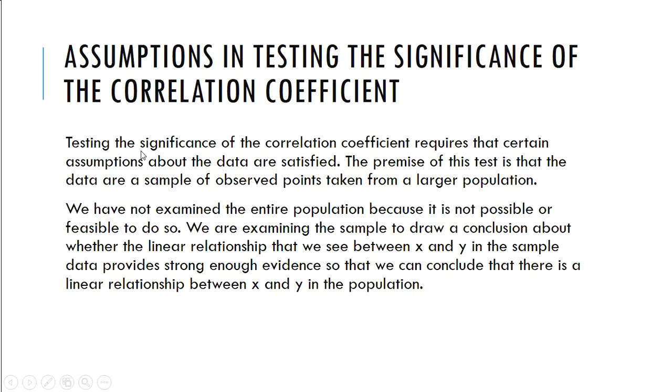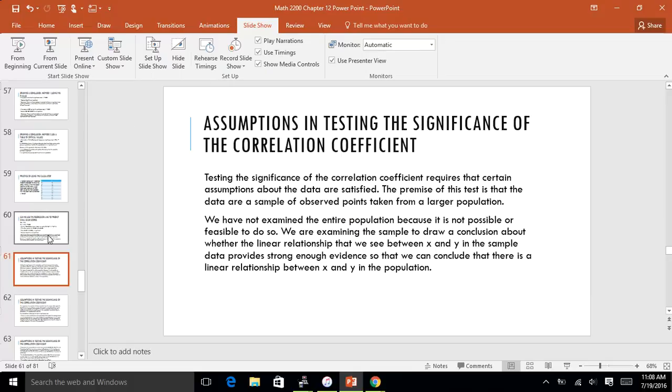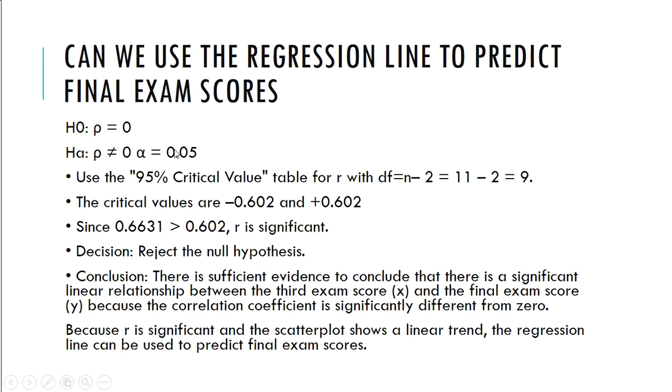I put right there that alpha equals 0.05. That's just a way of me knowing the level of significance. Using the 95% critical value table for R with the degrees of freedom n minus 2, because remember I had 11 data values in my set of data. Don't think of X as an individual set and Y. You've got to think of them as one point equals X and Y. So I have 11 X and Y points together. Then 11 minus 2 equals 9.